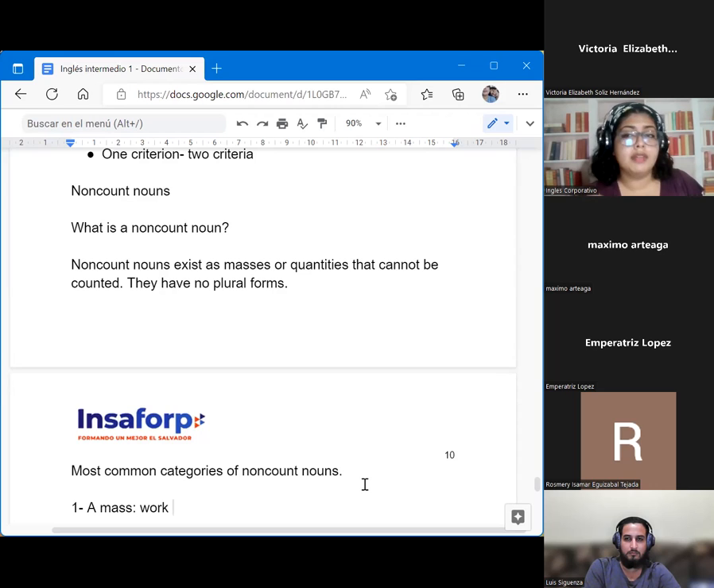For example, I have a lot of work to do because tomorrow I have a meeting, for example. What are we going to do? Maybe we need to write an essay, we need to download some photos, we need to fix some documents, and that is the meaning of this word.